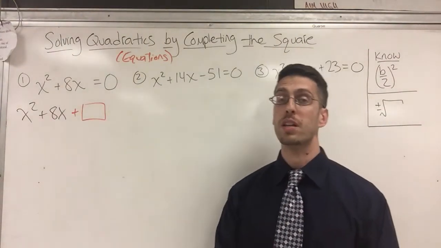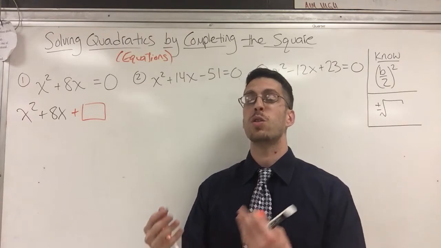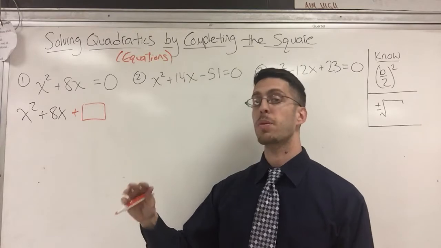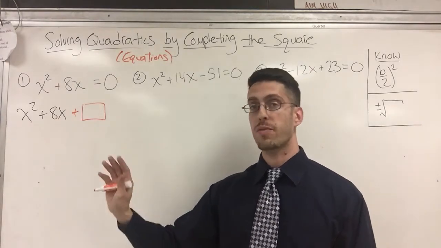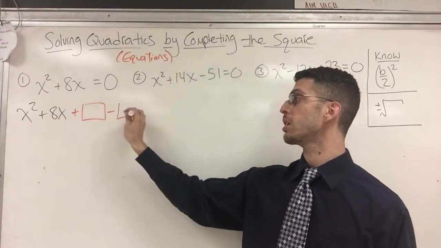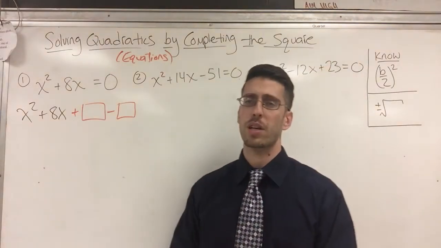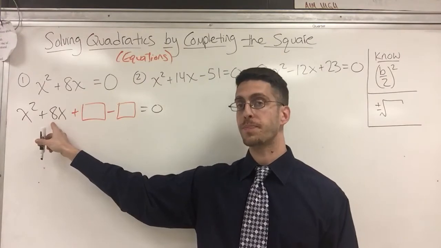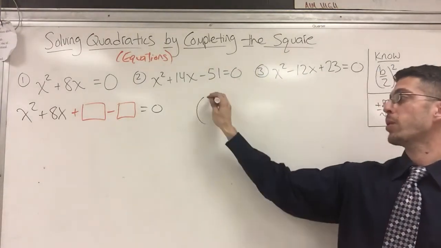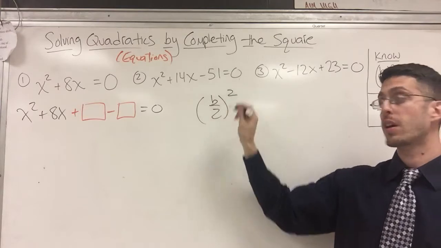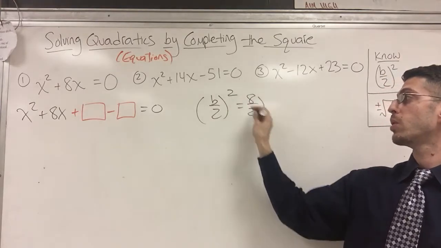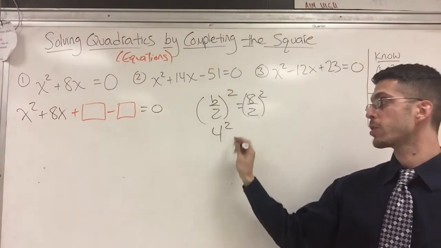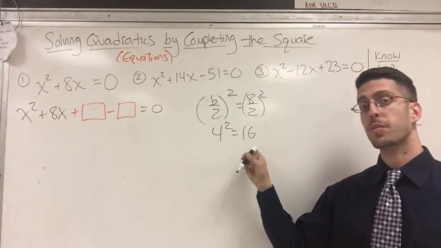But then I also explained you can't just randomly add something to an expression or an equation. You have to keep the balance. So in order to keep it equal, or not to change the value, whatever I add I have to immediately subtract, okay? And then I'll drop down the equal 0 right here. So b is what? 8. So if I'm doing b over 2 squared, that means I'm doing 8 over 2 squared, right? What is that? 4 squared, which is 16. This is the number that completes the square.